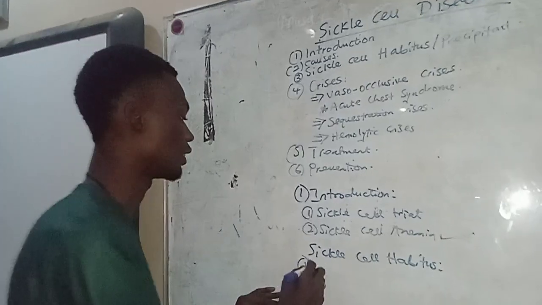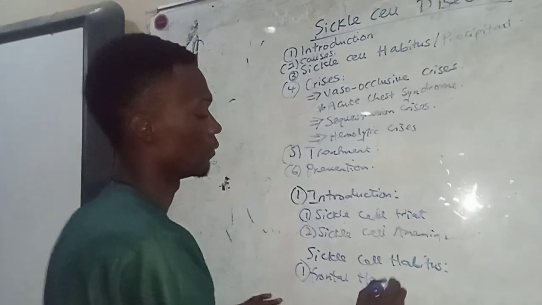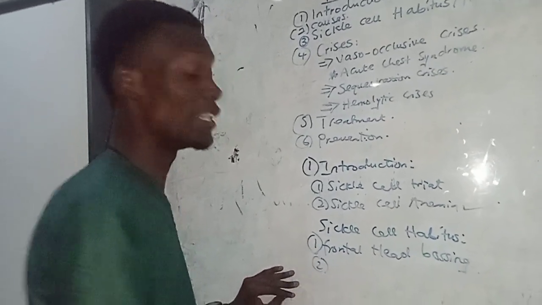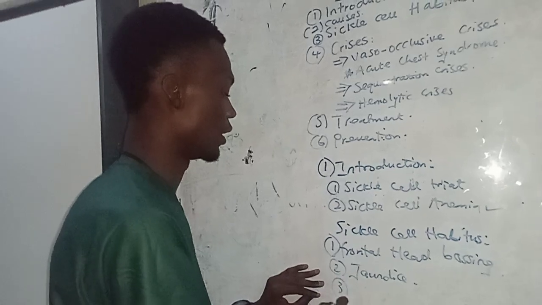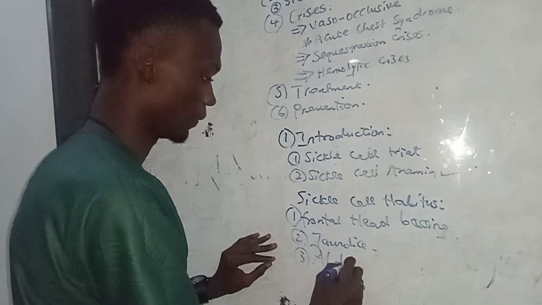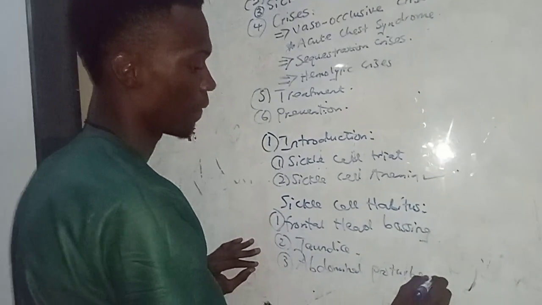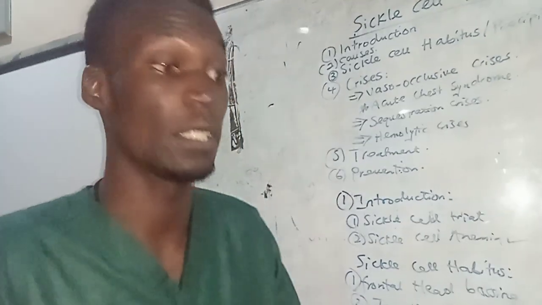So if you see anybody with frontal bossing, it's called bossing. Then two, there will be yellowish discoloration of the eyes, which is known as jaundice. Then three, there will be abdominal swelling or abdominal protuberance. Then the last but not the least, there will be thinning of the extremities. That is extremities means the hands and the legs.